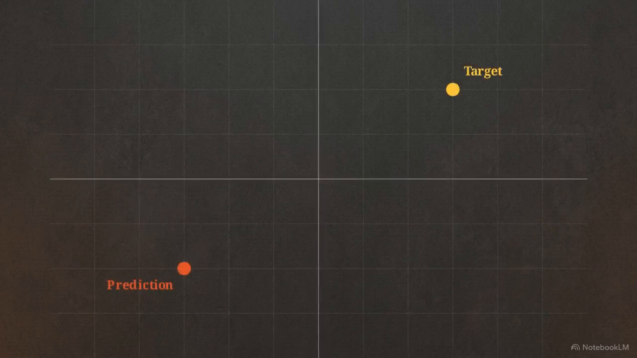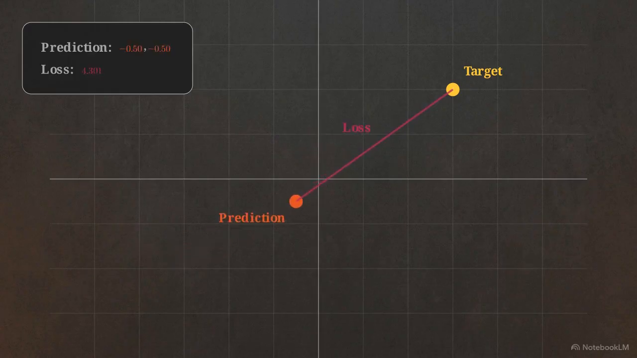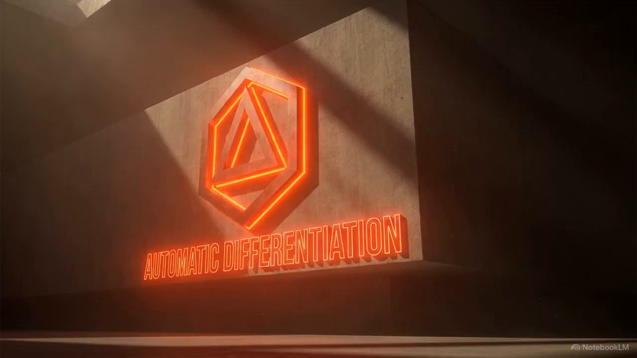When we're training an AI, we need a way to measure exactly how far off its predictions are, and more importantly, exactly how to nudge our numbers to fix those mistakes. In PyTorch, the engine that handles this improvement process automatically is called Autograd.